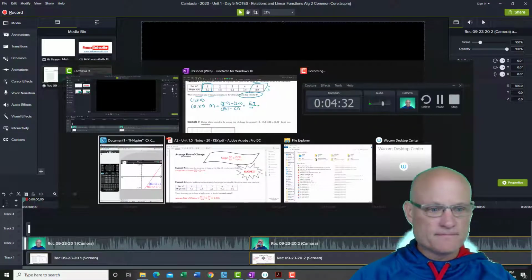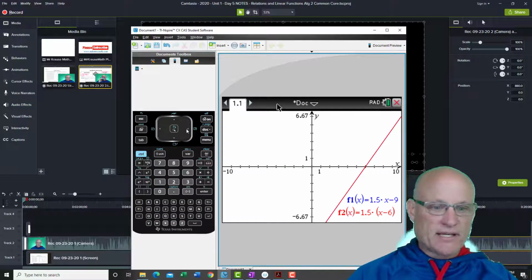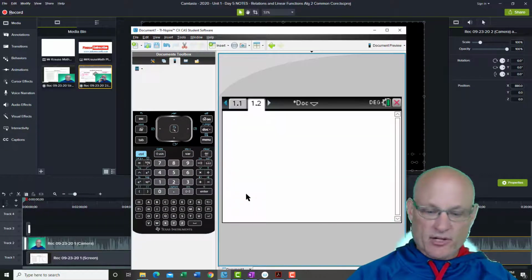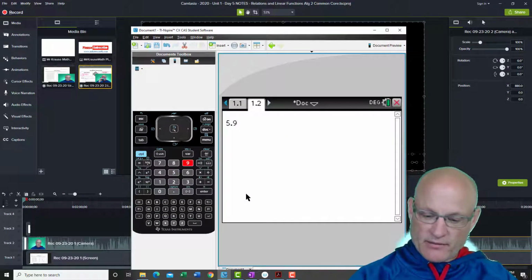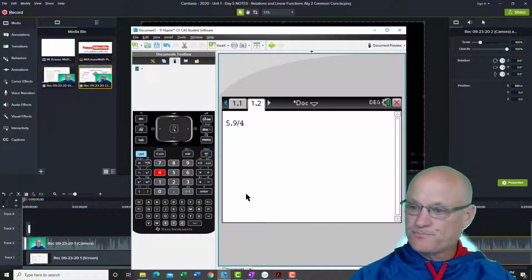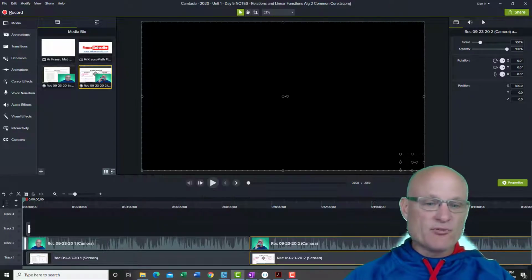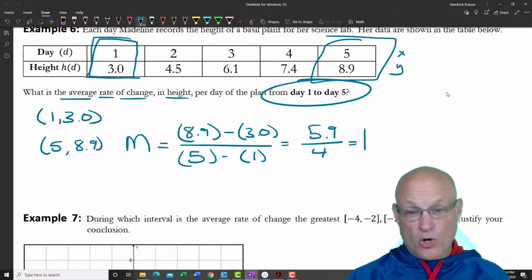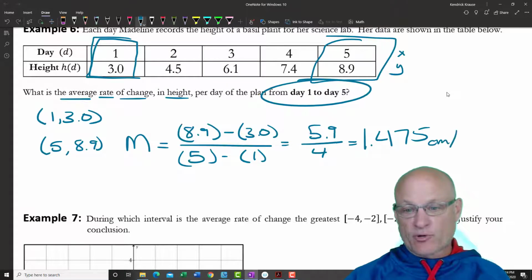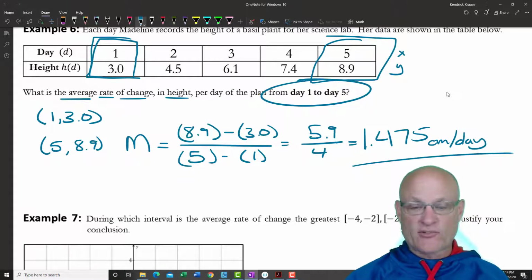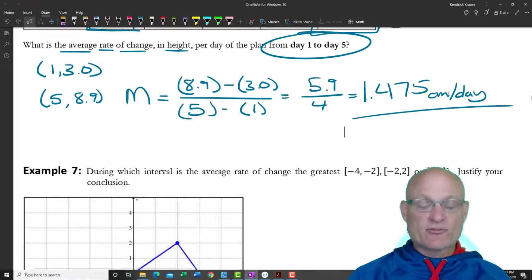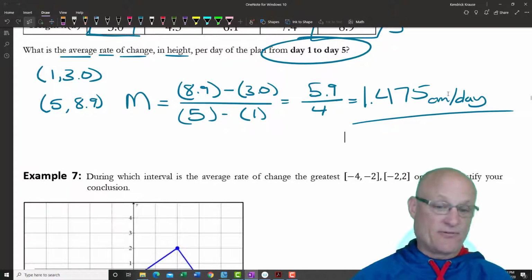Where's my calculator? There it is. So we're going to calculator mode. 5.9 divided by 4 is 1.475. So my average rate of change is positive 1.475. So this would be like centimeters per day. Sorry if that's behind my head. It just says centimeters per day. So that would be the average rate of change just between days 1 and 5.